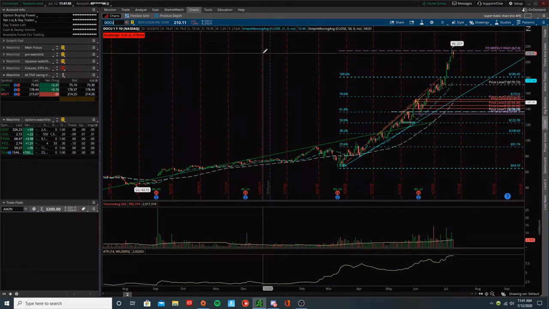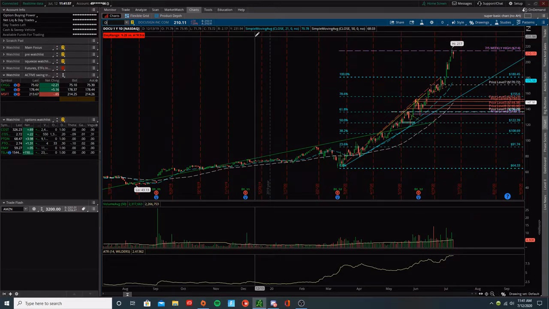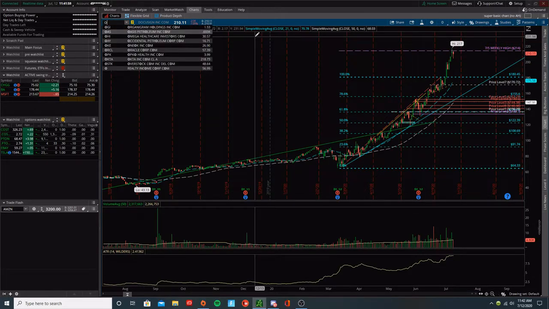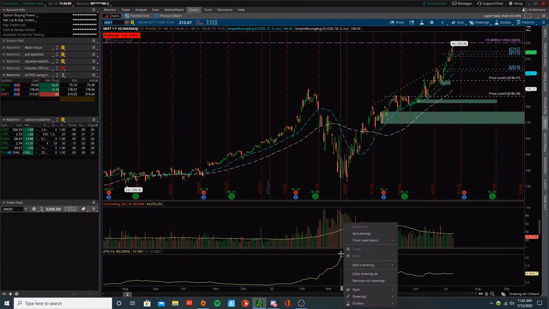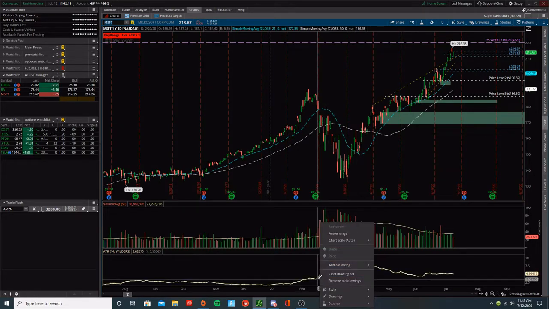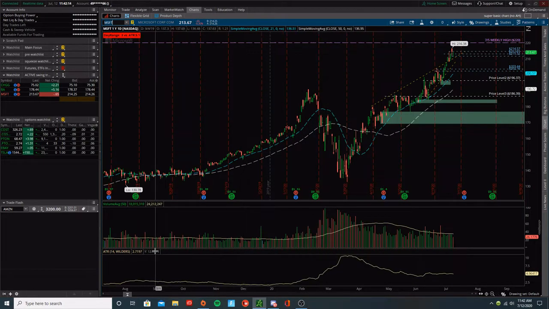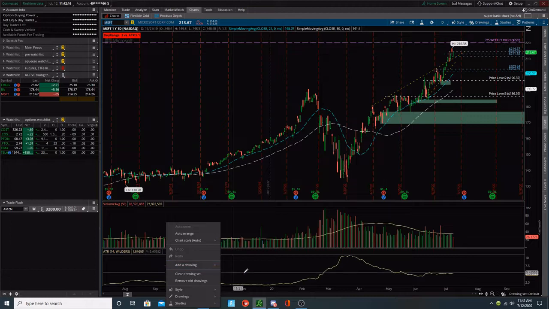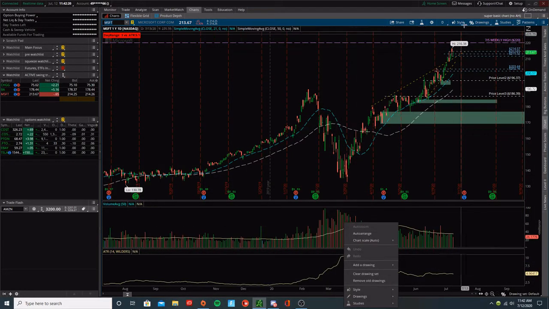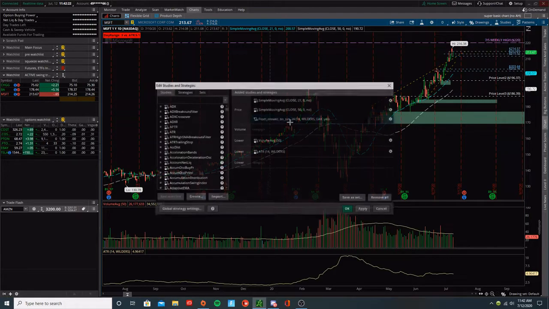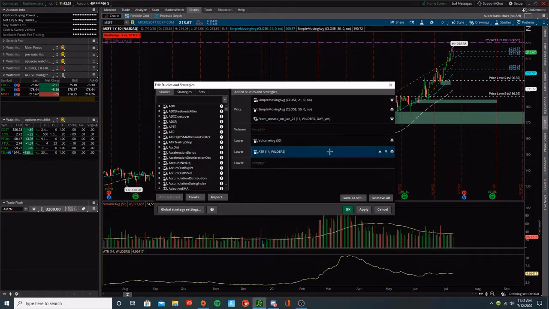So this is how I determine price target levels a lot of times, especially on stocks that are at all-time highs, which a lot of stocks are right now, a lot of tech stocks anyway. So how I determine this, first off, I'm going to remove this if I can. Okay, it's not loading me. I have to go here.